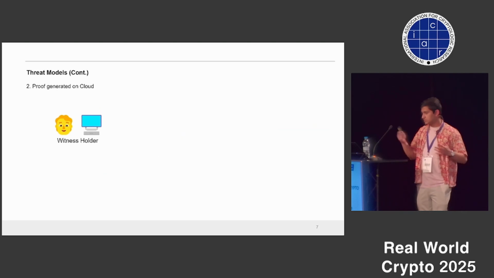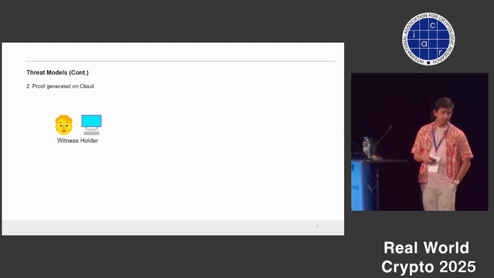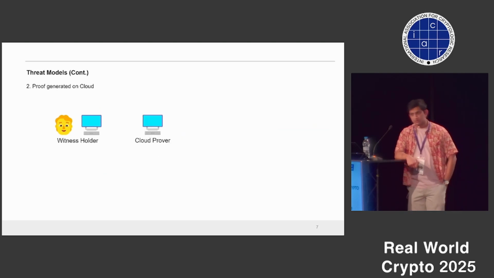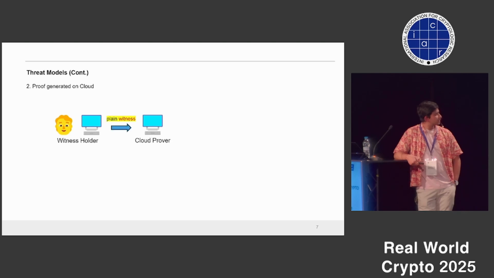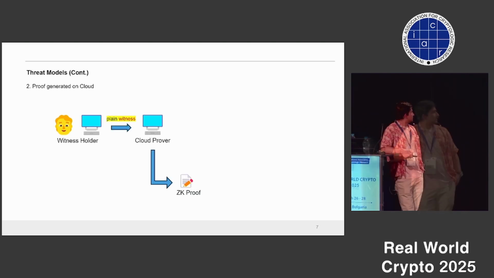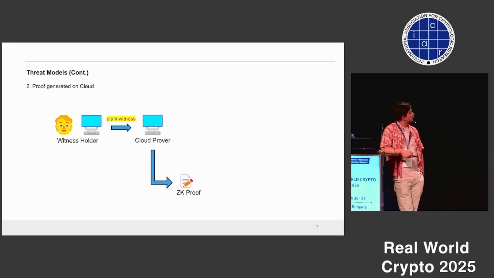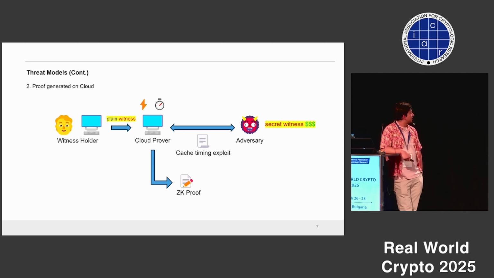In the second direction of the threat model, here we have a witness holder. The witness holder does not generate the proof, but actually sends its witness in plain to the cloud prover, who generates the proof. So of course, we can see that the witness is in plain. That means the witness holder is trusting the cloud prover with its secrets. And there is an adversary who pretends to be a genuine user of the cloud services, running a cache timing exploit, taking measurements, and getting the secret witness.